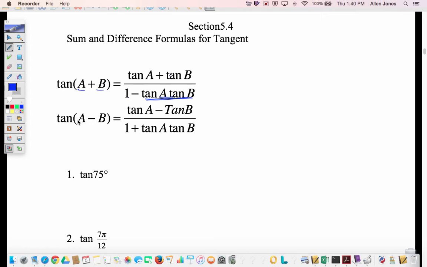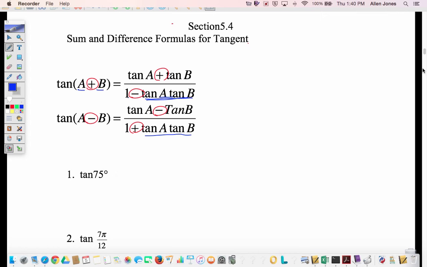And then tangent A minus B is also listed here, tangent A minus tangent B over 1 plus tangent A times tangent B, again noting that product right here. A couple of quick points here about our sum and difference. If we have a sum here, we're adding two angles together. Notice our numerator has a sum, our denominator has a difference, and vice versa here with our difference. We have a difference in our numerator and a sum in our denominator. Other than that, we're still using our unit circle, and that information should allow us to simplify some of these like we would sine and cosine.